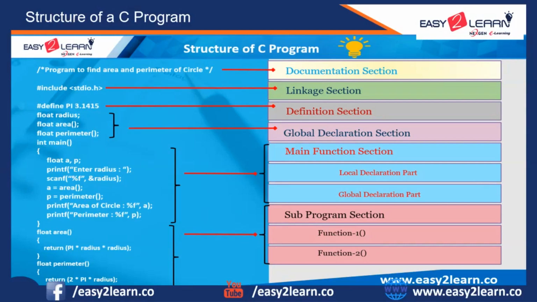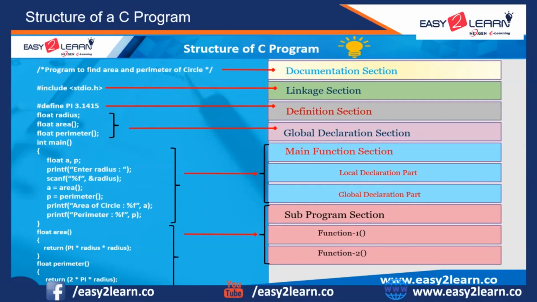Global declaration section. There are some variables that are used in more than one function. Such variables are called global variables, and they are declared in the global declaration section that is outside of all the functions. This section also declares all the user-defined functions.